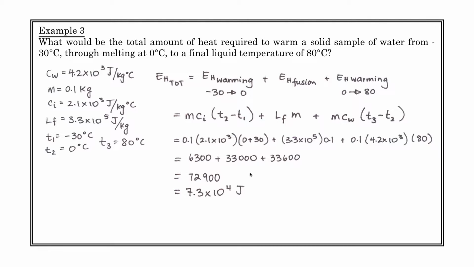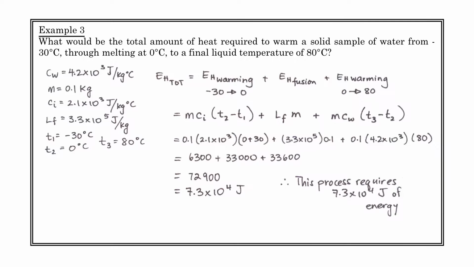And you'll notice that we took a very, very strategic approach, right? We looked at this first little bit of warming, then this fusion, then the second little bit of warming. So basically, this process requires 7.3 times 10 to the 4 joules of energy, and that's where we're at. So this is another type of problem when we're talking about finding that total amount of heat energy that's required.